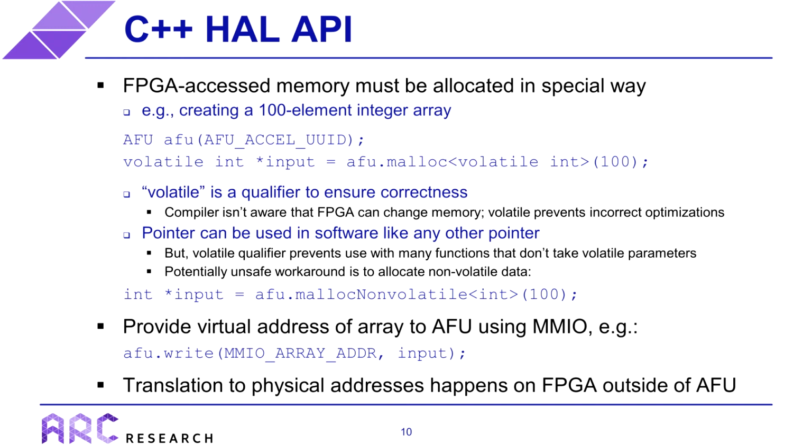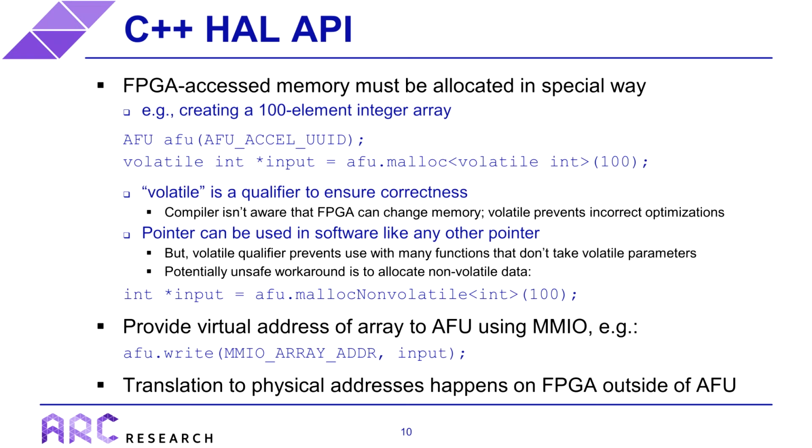Now, there is one slight inconvenience to this malloc function, and it is done to ensure correctness. You're probably not used to using this volatile qualifier. This is used because, as software is executing, the FPGA can modify the memory contents that were allocated here, and the compiler has no knowledge of that.